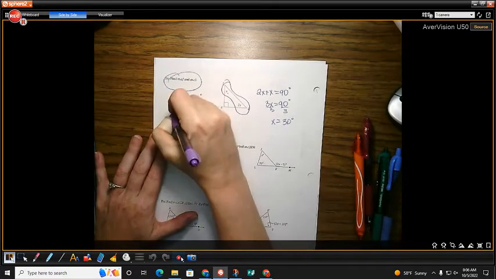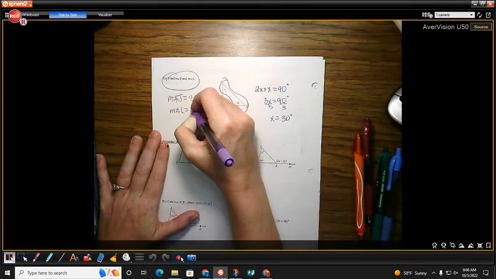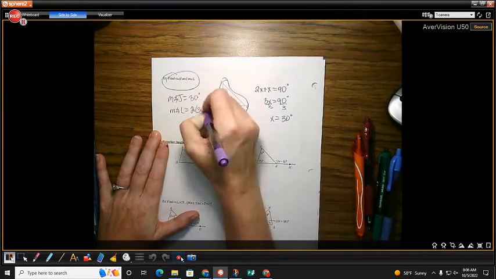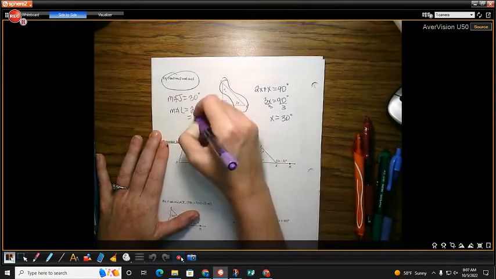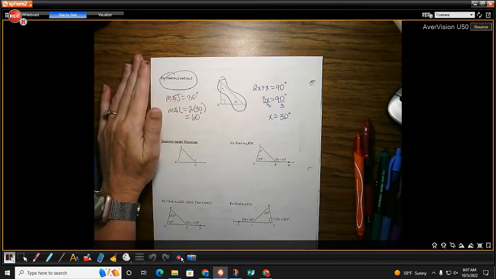And the measure of angle L? What's the measure of angle L? 60. It's 2 x's, which will be 60. 60 degrees. Oh, you guys, you're going to get to be such good friends with this triangle.